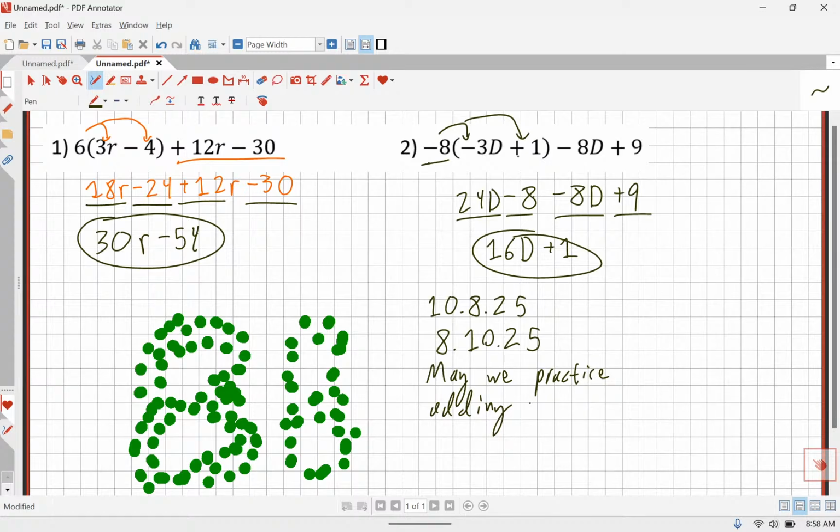Yeah, maybe we practice adding and subtracting multiples of expressions together. Go ahead and write that down for me.